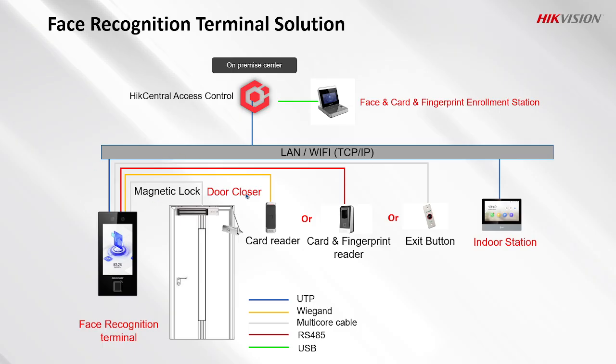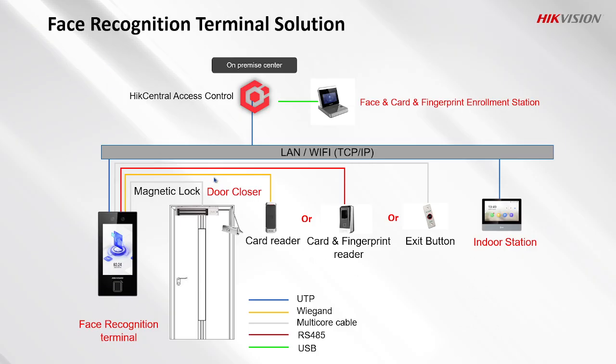Then we connect to the readers, the card, fingerprint, or connect to an exit button. We can also connect an indoor station for video intercom functionality. Then we connect to the door lock. It will be the electromagnetic lock, it will be the strike lock, it will be the mute lock, so many types of locks that we can connect.